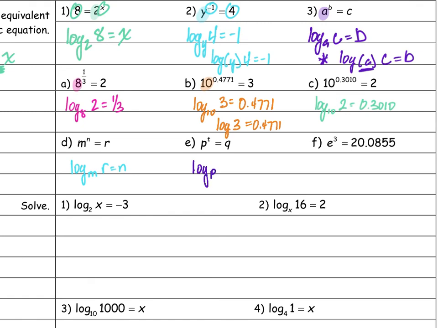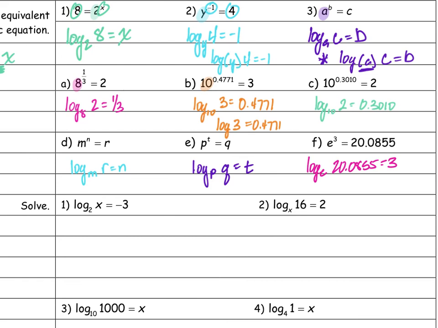Log base p of q equals t. There we go. And then the last one is log base e of 20.0855 equals 3. And this is another special logarithm, log base e. It's called the natural logarithm.